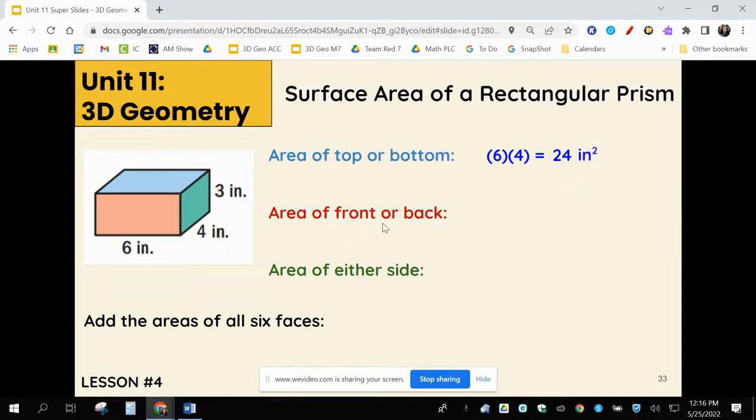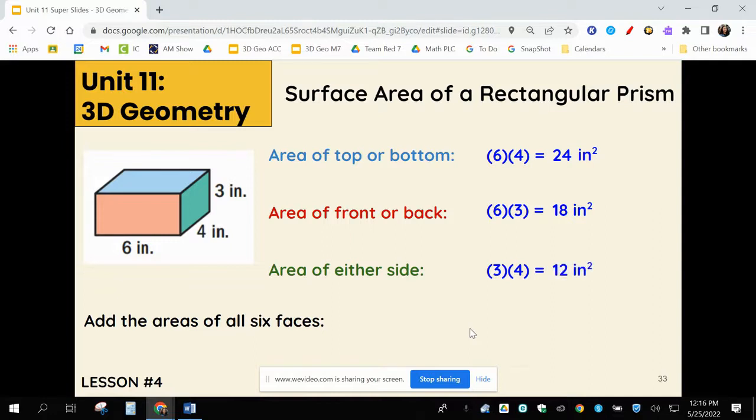Now let's do the area of the front or the back. Here's the front. It's a rectangle. The dimensions are 6 by 3. So we're going to do 6 times 3, which gives us 18. And since it's area, again, it's square area, inches squared. Now the area of either side. Here's one of the sides. It's a rectangle. The dimensions are 4 by 3. So we're going to do 4 times 3, and we get 12 inches squared.